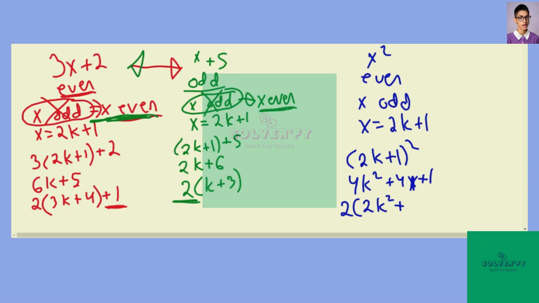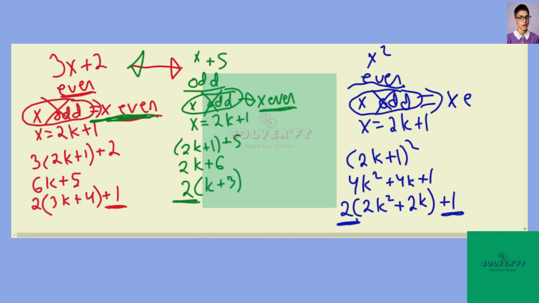oh sorry, earlier that was supposed to be a k, not an x, plus 2k plus 1. So we have 2 times an integer plus 1, which means that x squared is odd. But we're told that x is even, so that means our assumption that x is odd is wrong, which means x is actually even. And so this shows that these are equivalent.